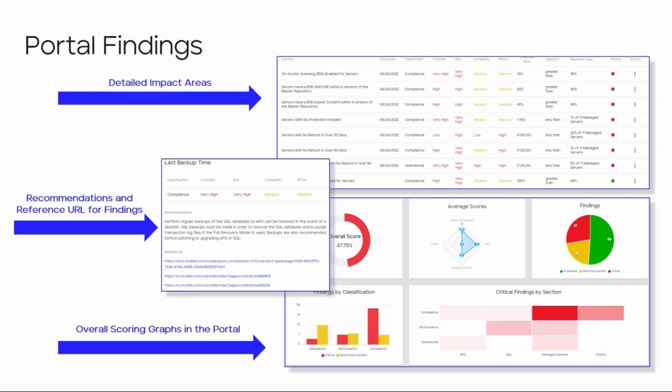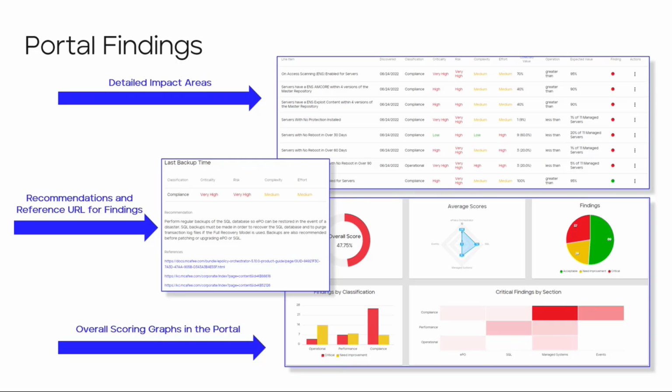Also, looking at the slide, you can see we have a discover date, right? We track findings across multiple health watches to make sure you have at least an inception date when we first saw this particular setting in your environment. We break it out by classification, so compliance, operations, and performance as defined by Trellix. You may have slightly different definitions, but it gives us a baseline. And then we look at it across criticality, risk, complexity, and effort.